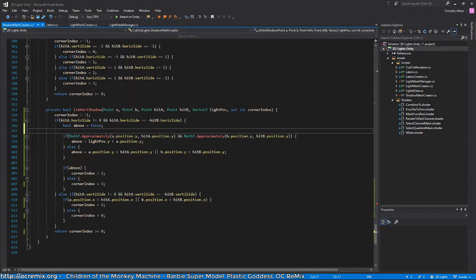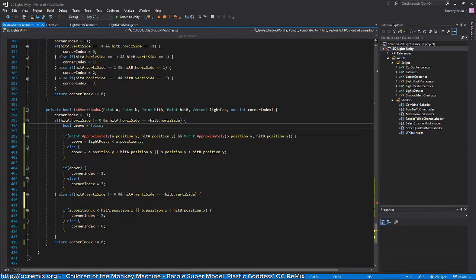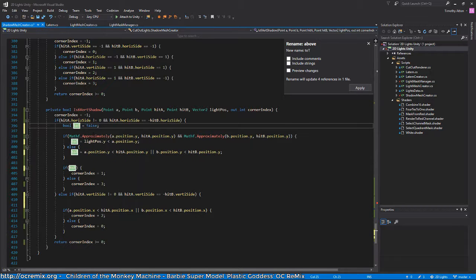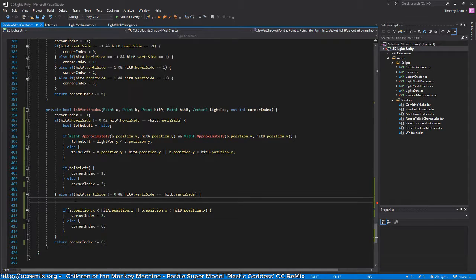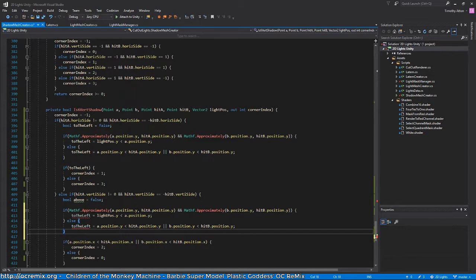So basically if both A and hit A and B and hit B are the same, then we use the light position to see if the shadow is above or below the light. And based on that we set the corner index, and we'll do the same thing. Oh, except this is horizontal, so this should be to the left, actually. We'll just do the same logic here, except with the X positions.